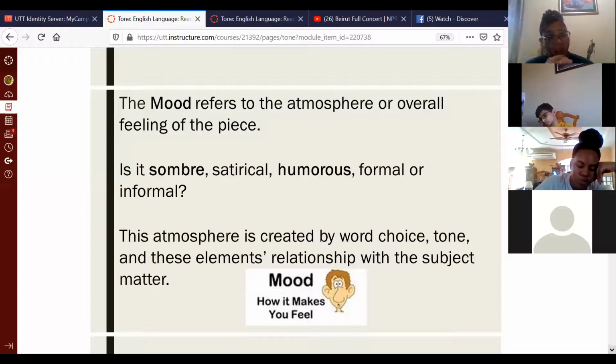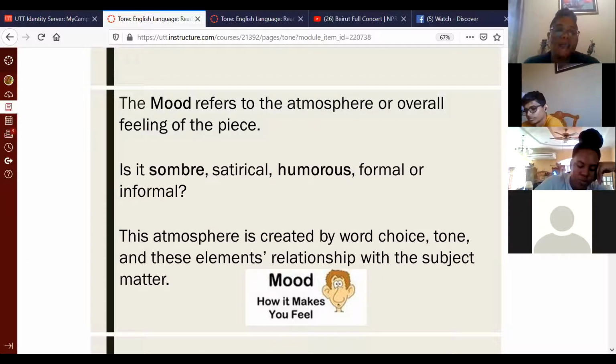It can be formal or informal. Some of the registers we talked about before. So formal, very strict language, adherence to standard grammar. So no contractions. You do not start with a conjunction. You do not end with a preposition, and some of the more formal rules. Or you can have informal, where the writing actually takes on a conversational tone. So it's almost like the writer having a conversation with the reader. So the mood is how the piece makes you, the reader, feel.